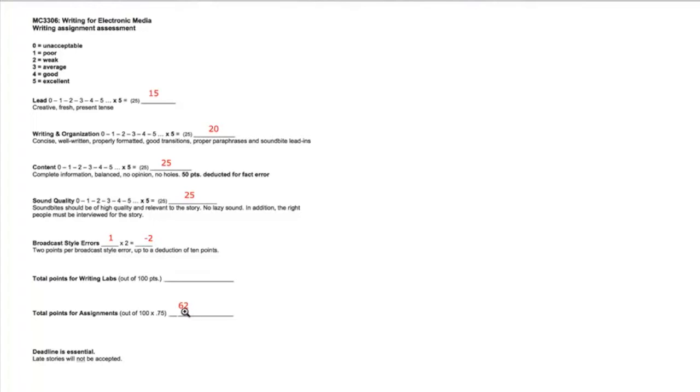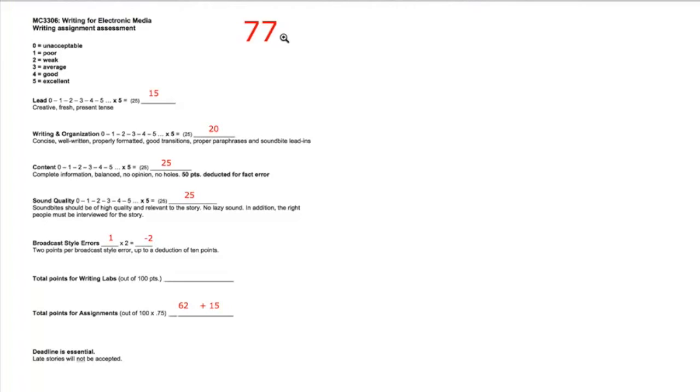That doesn't mean you get a 62 on the story. That's just 75% for the broadcast version. Then we add in the web story. So let's say you got a 15 on the web story. So I add these up, multiply by 0.75, get a 62, and then I grade the web story on a 0 to 25 scale, and you got 15 on the web story. So that would equal a 77 for your overall story grade.